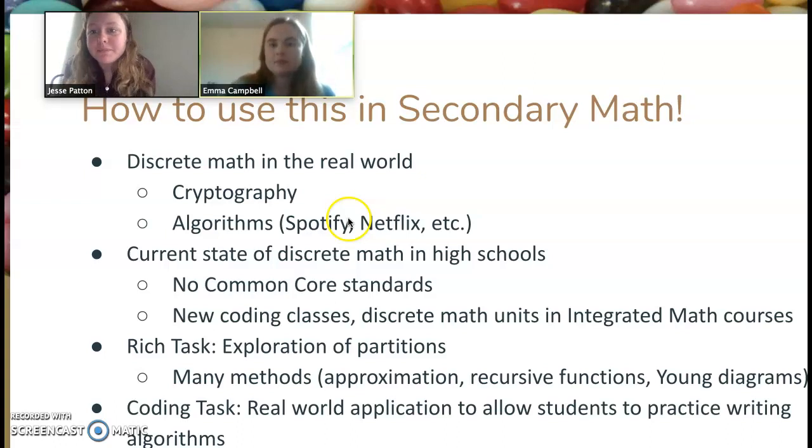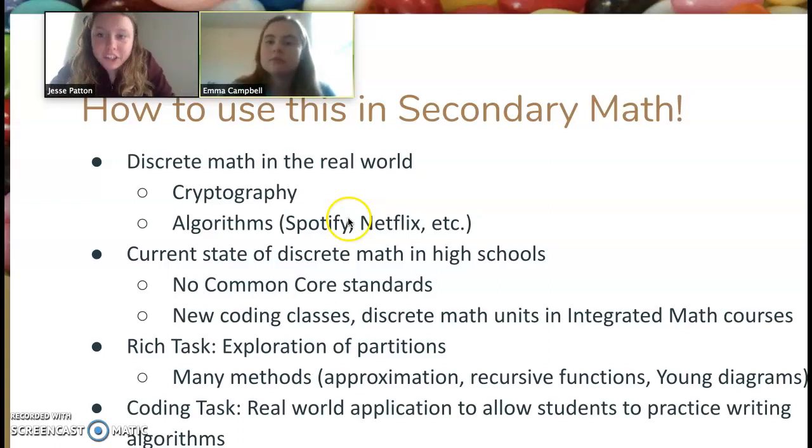But some examples of this discrete math in the world are in cryptography, which I think students would find super interesting, as well as algorithms that Spotify and Netflix use to show you things that you might like to watch or listen to.